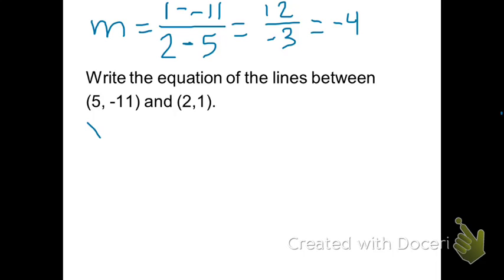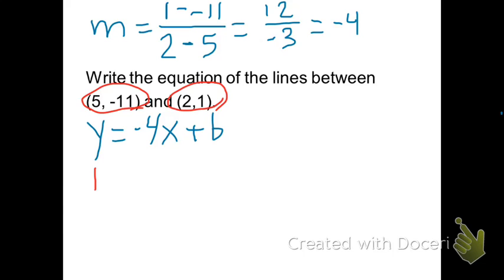So now we have y equals negative 4x plus b. Remember, x and y represent any point on the line. (5, negative 11) and (2, 1) are both points on the line, so you can use either of these 2 points to plug in for x and y to solve for b. I suggest we use (2, 1) just because those are smaller, easier numbers to work with.